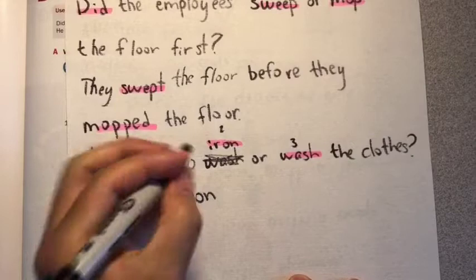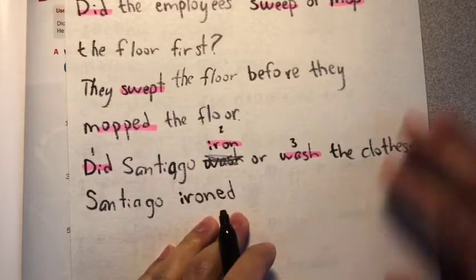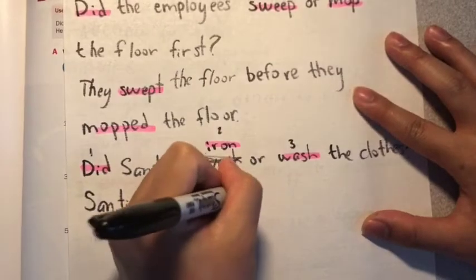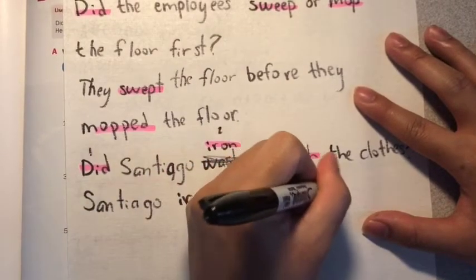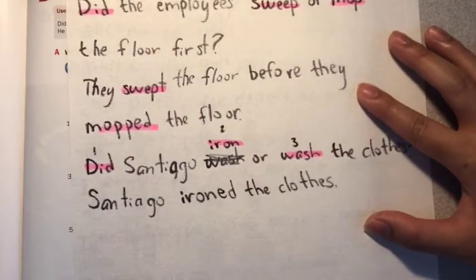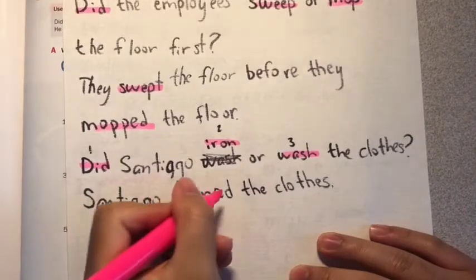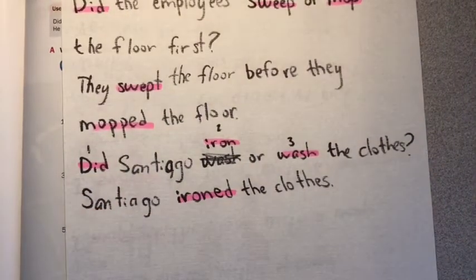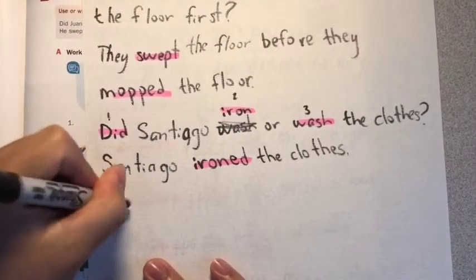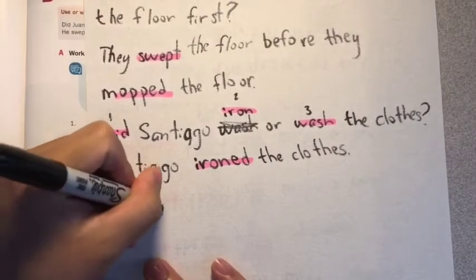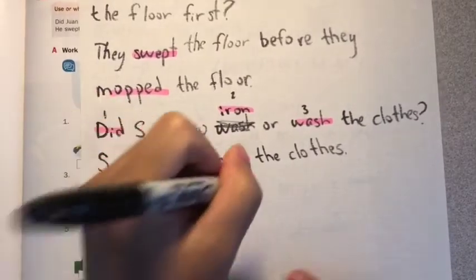Iron is the present tense. In the past tense, we write ed. Santiago ironed the clothes. The word ironed is in past tense. Now let's write one more sentence. He didn't wash the clothes.